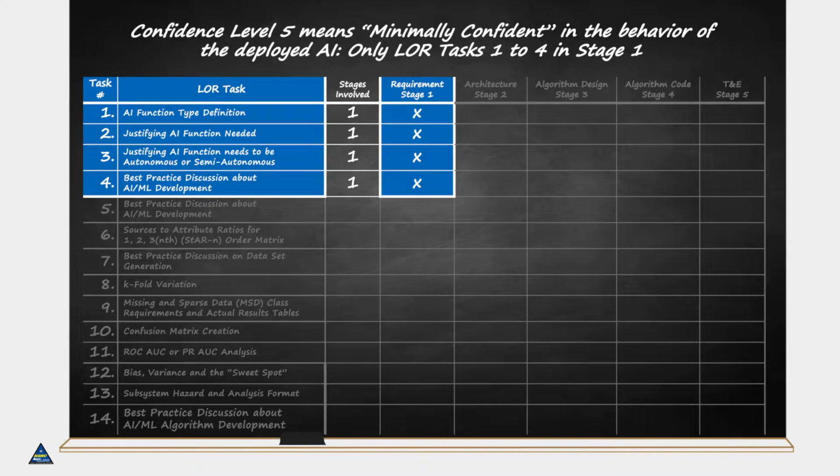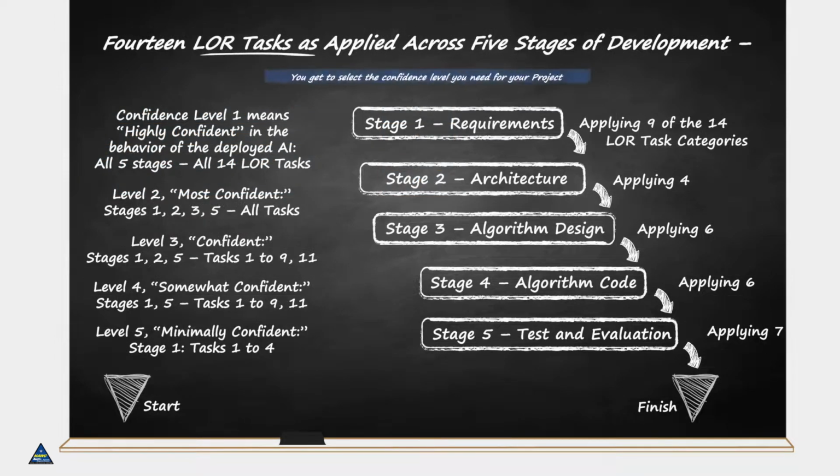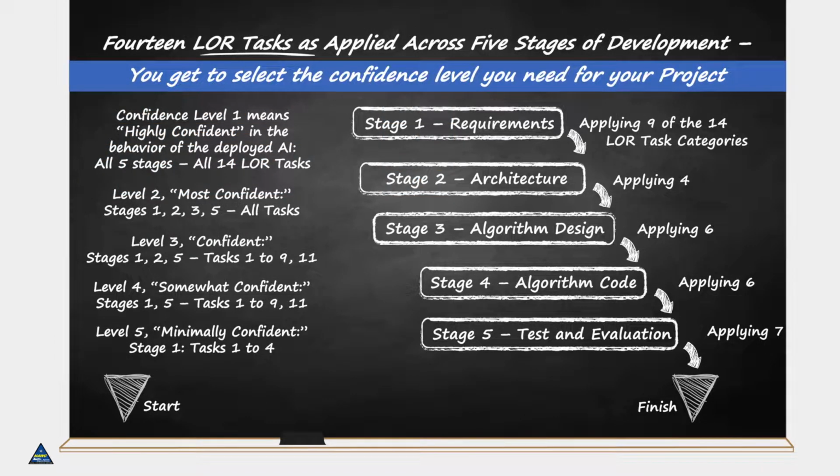This is a depiction of confidence level 5, meaning minimal confidence, only using the first 4 LORE in stage 1 requirements. You get to select the confidence level you need for your project. And you notice that you can go from highly confident using all 14 LORE across all 5 stages, or minimally confident where you're just using the requirements stage and it's only the first 4 LORE. And it's up to you.